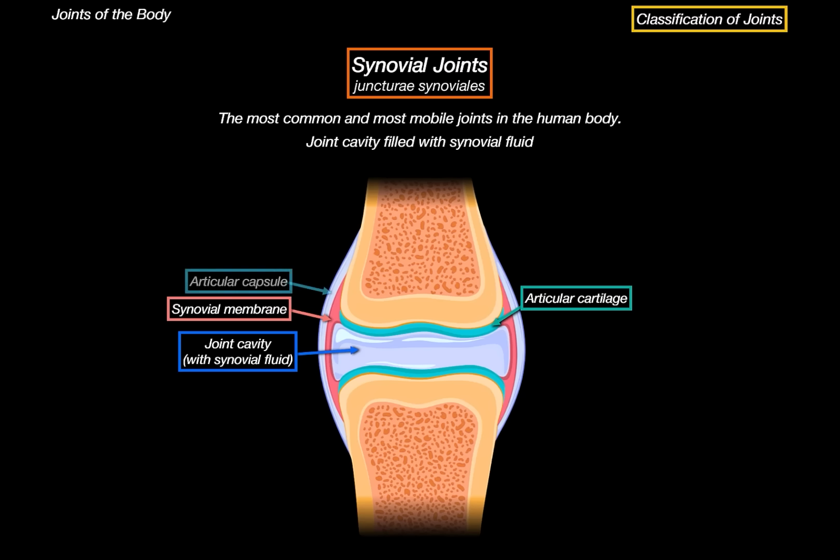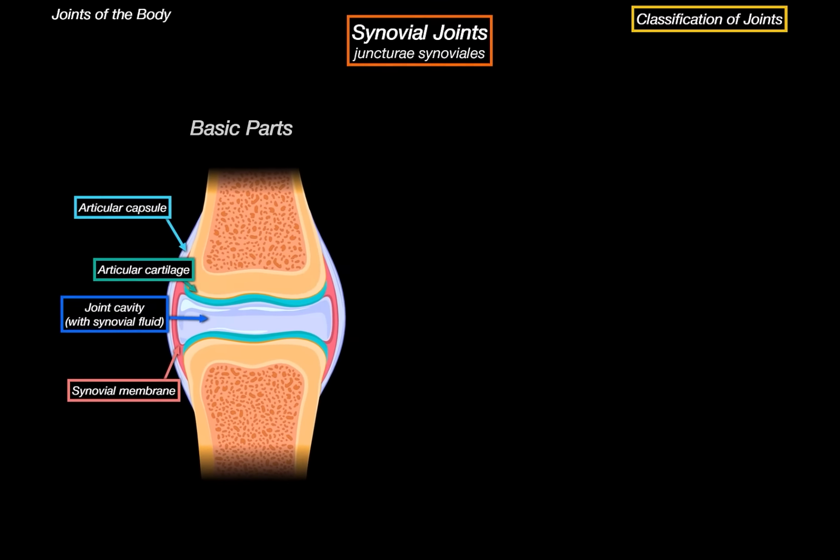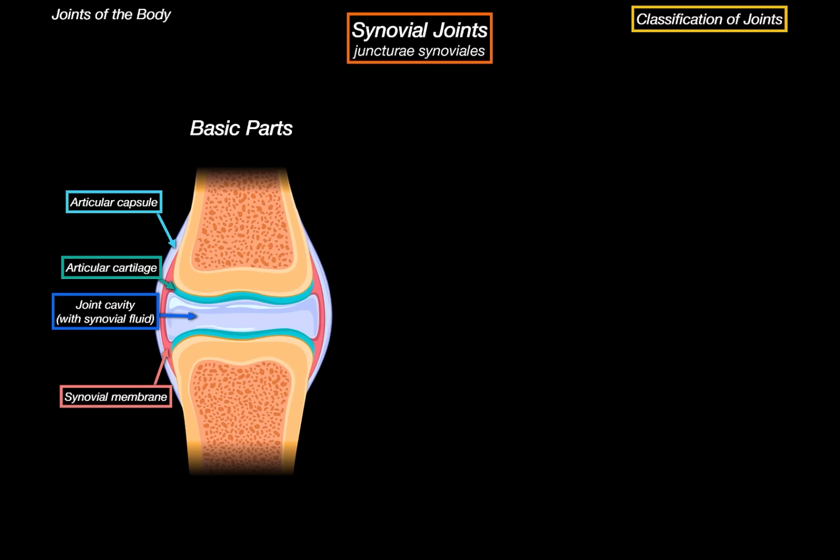And finally, covering the whole joint, we have an articular capsule, which is a fibrous outer layer that holds the joint together and provides structural stability. So that is the fundamental setup of a synovial joint. But depending on the location and function, some synovial joints have additional supporting structures that help with stability, mobility, and protection.